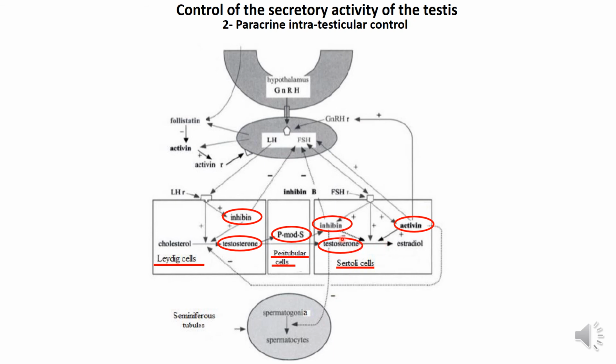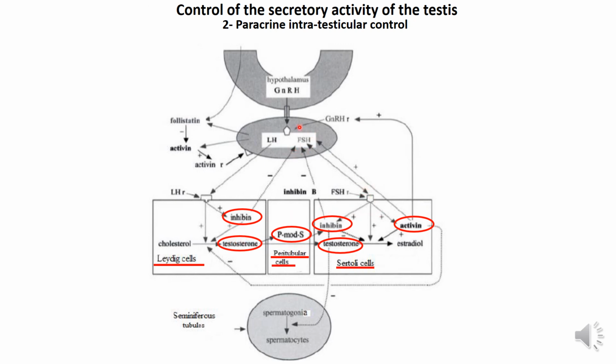Now, as we said, those Sertoli cells can produce inhibin, and this inhibin can exert a positive feedback on the production of testosterone by the Leydig cells. So they stimulate the steroidogenesis by the Leydig cells. We said also that the Sertoli cells can produce IGF-1, which has a positive effect on the production of testosterone by those Leydig cells.